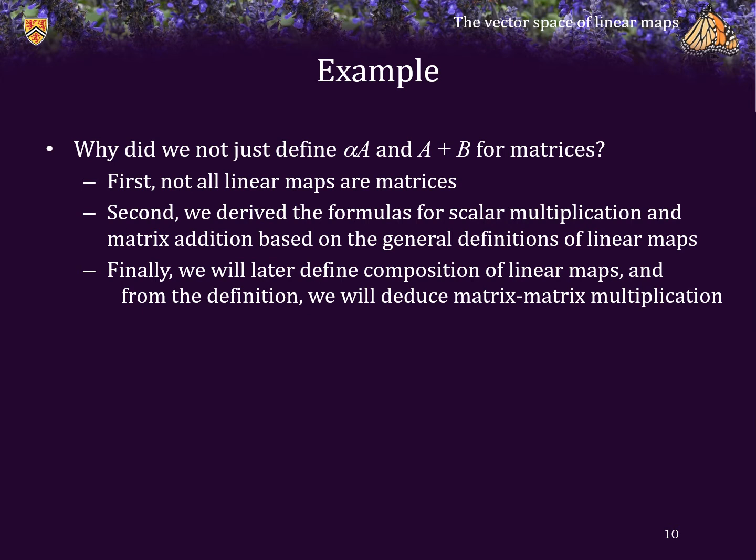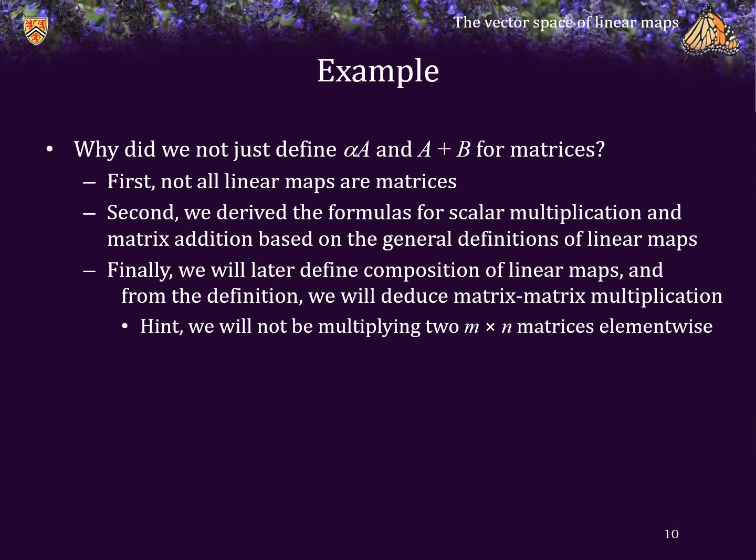Now, your first thought for matrix-matrix multiplication might be to take two m by n matrices and multiply the entries that are corresponding to each other. So basically, like adding two matrices, multiplying two matrices just multiplies the corresponding entries. Hint, we will not be multiplying two m by n matrices element-wise. You could define matrix multiplication in this way, but there's nothing beneficial from such a definition.